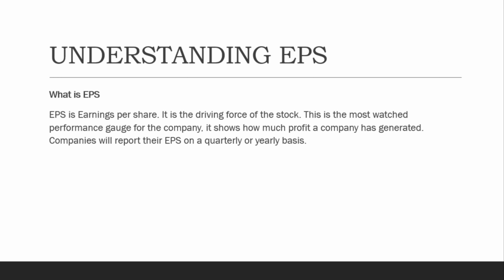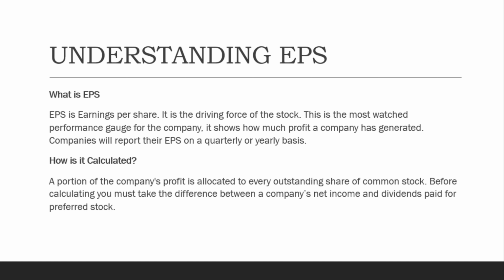So how do we calculate EPS? A portion of the company's profit is allocated to every outstanding share of common stock. Before calculating, you must take the difference, which is subtraction, between a company's net income and the dividends paid for that preferred stock. Remember, every company is not built the same. There are small companies and big companies out there. Some of the bigger companies pay out dividends to their investors, which will affect the net income in the EPS formula. The EPS formula is the net income of the company divided by the number of shares outstanding.